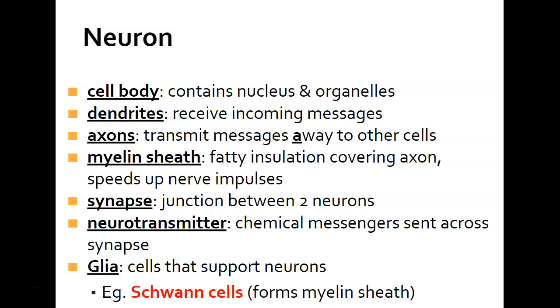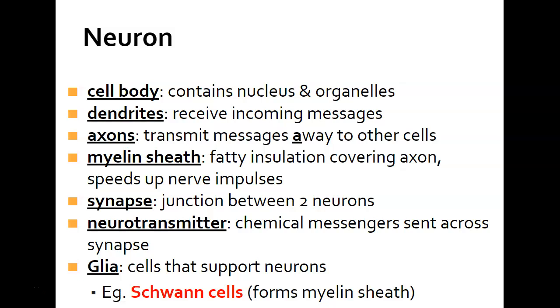The synapse is where two neurons come together. So it would be the axon terminal of one and the dendrites of another. And that space in between is called the synaptic cleft. A neurotransmitter is that signaling molecule that travels across from one neuron to another.